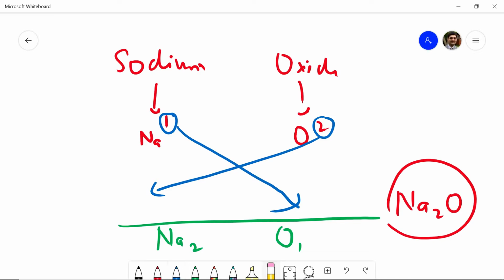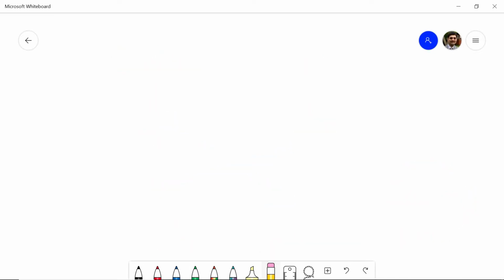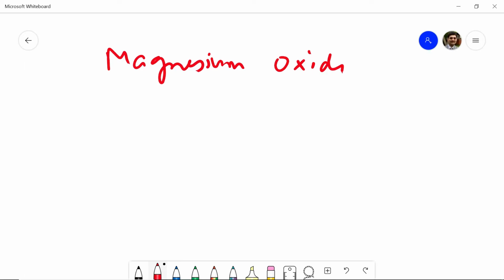So similarly, for example, like we say magnesium oxide. So magnesium symbol is Mg and oxide symbol is O. And now assigning the valencies, because magnesium is in group 2 of the periodic table and it needs 2 electrons to donate, so magnesium valency is 2. Similarly, oxygen's valency is also 2 because it needs to gain 2 electrons.